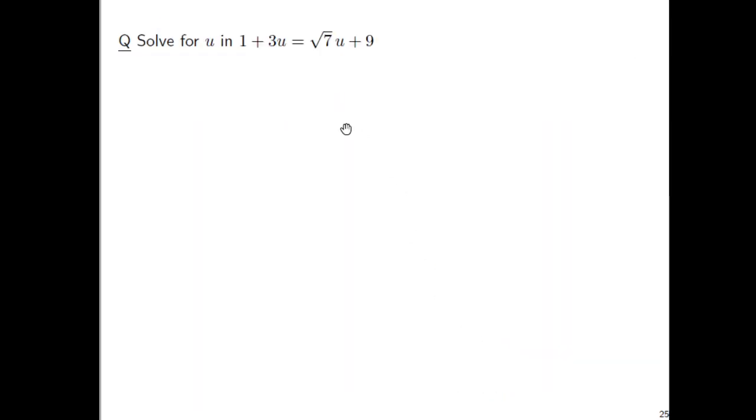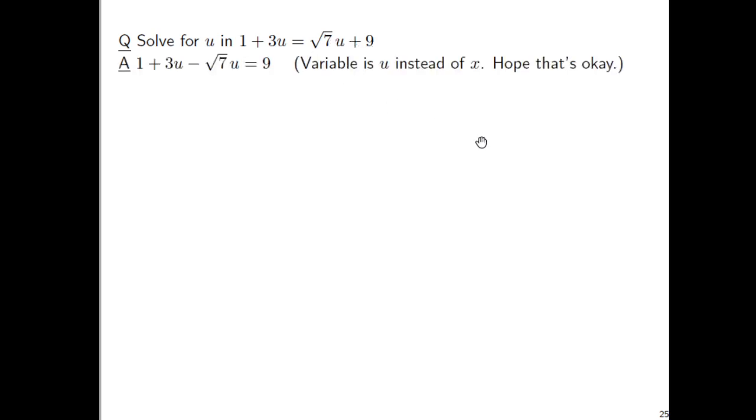For example, we'll get started right away. The next question type is going to be challenging. By the way, I've replaced all the x's with u's for this problem, but same idea. It's 1 plus 3 times u equals root 7 times u plus 9. This u here is not inside the radical. So I subtracted root 7u on both sides, and then I subtracted 1 on both sides so that all the terms with the variable are on the left and all the terms without the variable are on the right. I'll go ahead and even simplify 9 minus 1 to become 8.